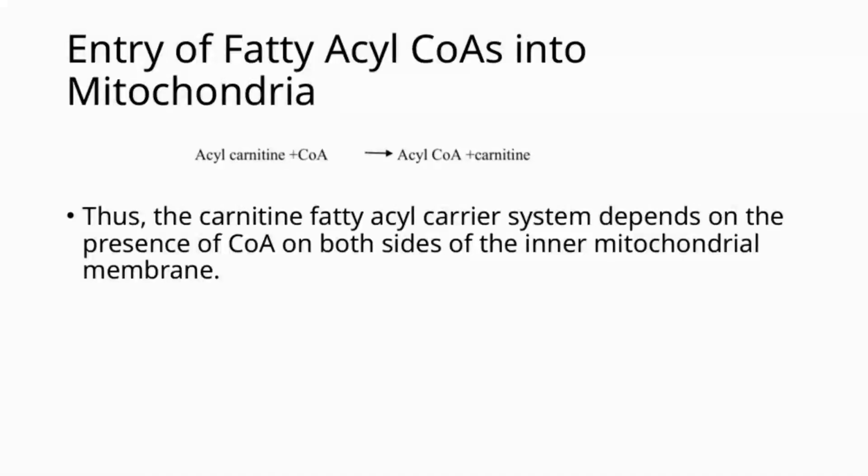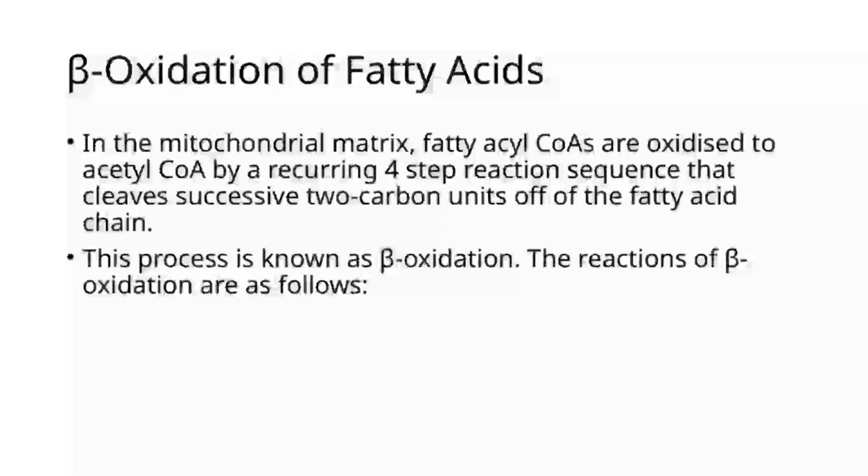In the mitochondrial matrix, fatty acyl-CoAs undergo a process called beta-oxidation, where they are broken down into acetyl-CoA molecules. This happens through a repeating sequence of 4 reactions, each one removing a 2-carbon unit from the fatty acid chain. Think of it as a cutting process that systematically shortens the chain, releasing energy along the way. The key point here is that this process is highly efficient and is the primary way our bodies extract energy from fats.